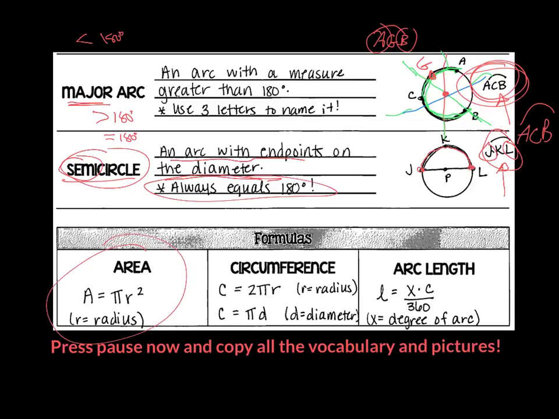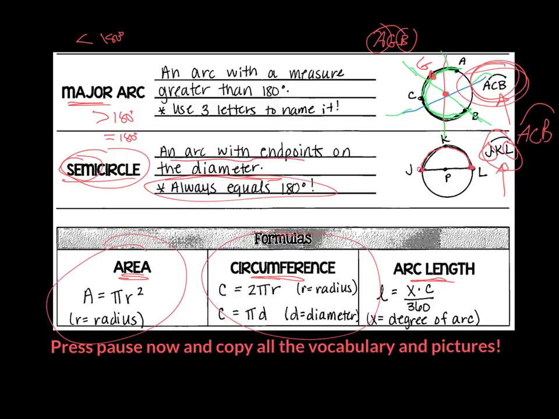Lastly, just copy all of these formulas. Your area and circumference formulas should prove to be just a review. Arc length is going to be a little new. Throw those in your notes, and we're going to use those in a future assignment. So just make sure you got that in your notes.